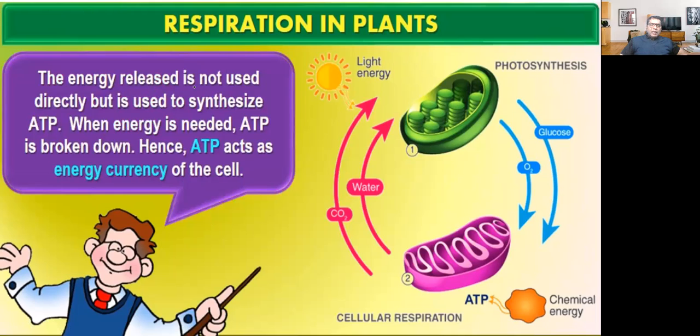The energy released is not used directly, but it is used to synthesize ATP. When there is oxidation, energy is released in the form of ATP. When energy is needed, ATP is broken down, hence ATP acts as the energy currency of the cell. So ATP works as the energy currency of the cell.